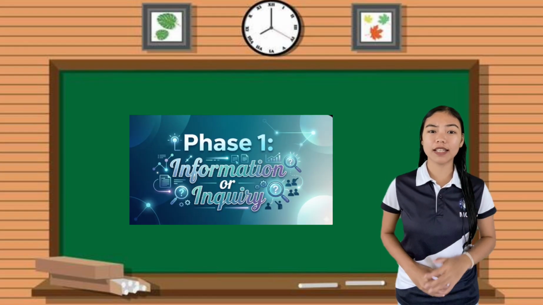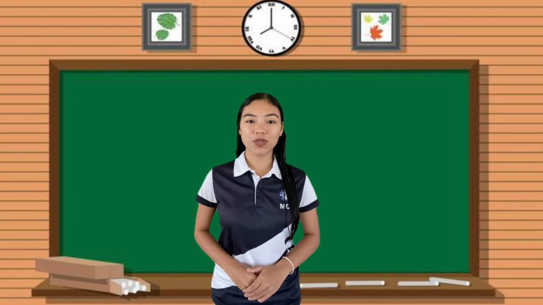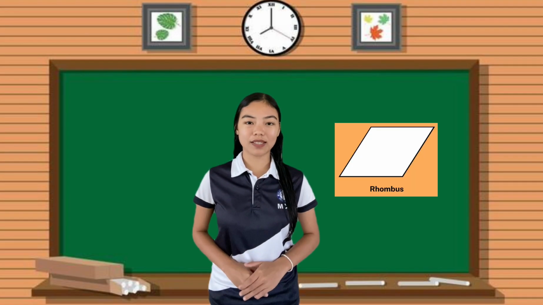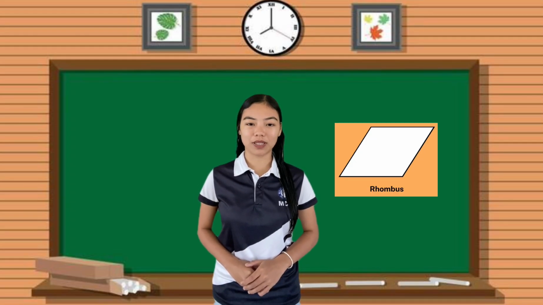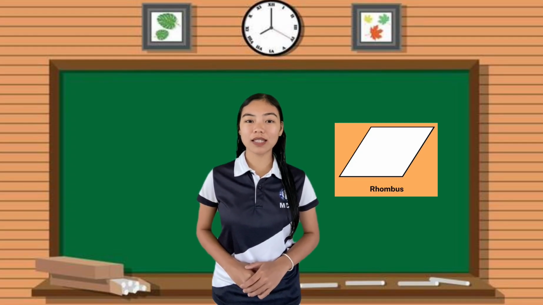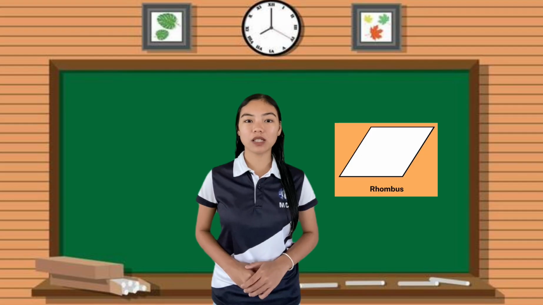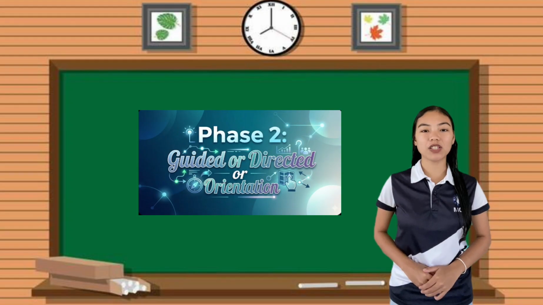The first phase is information or inquiry. For example, when introducing a rhombus, the teacher might say, "This is a rhombus. Now, try to construct some more rhombuses on your paper." This encourages students to visually engage with the concept, starting their process of recognition and exploration based on their prior knowledge.